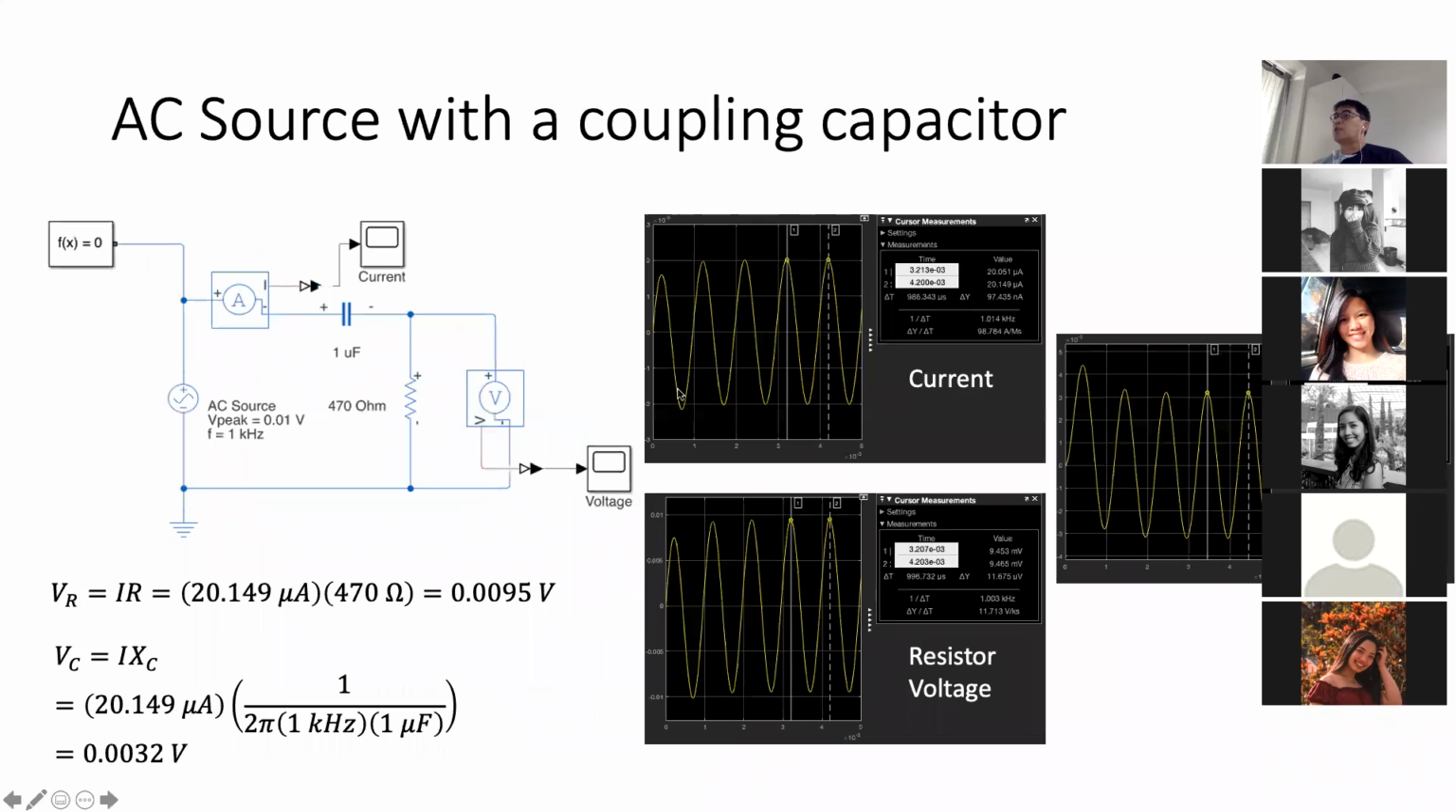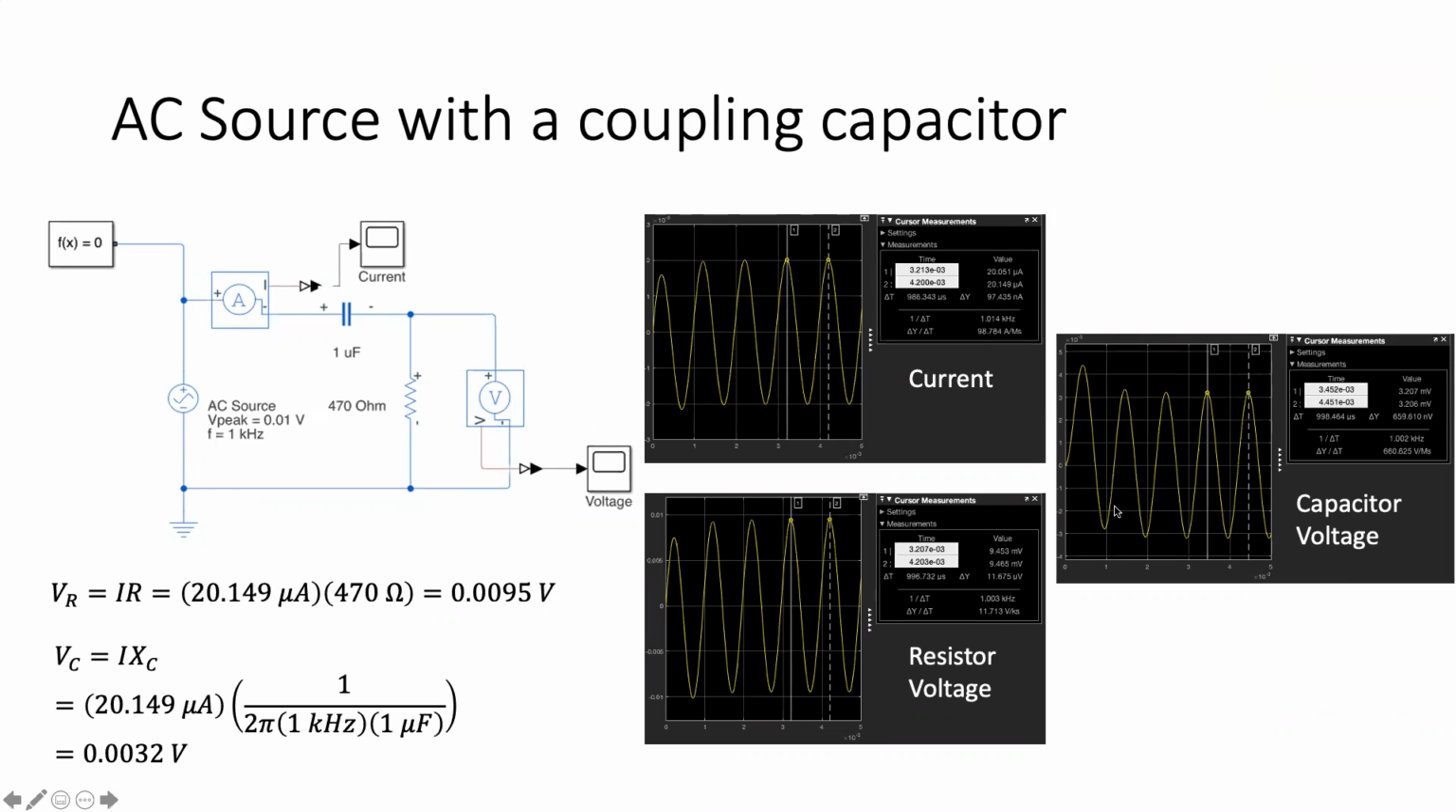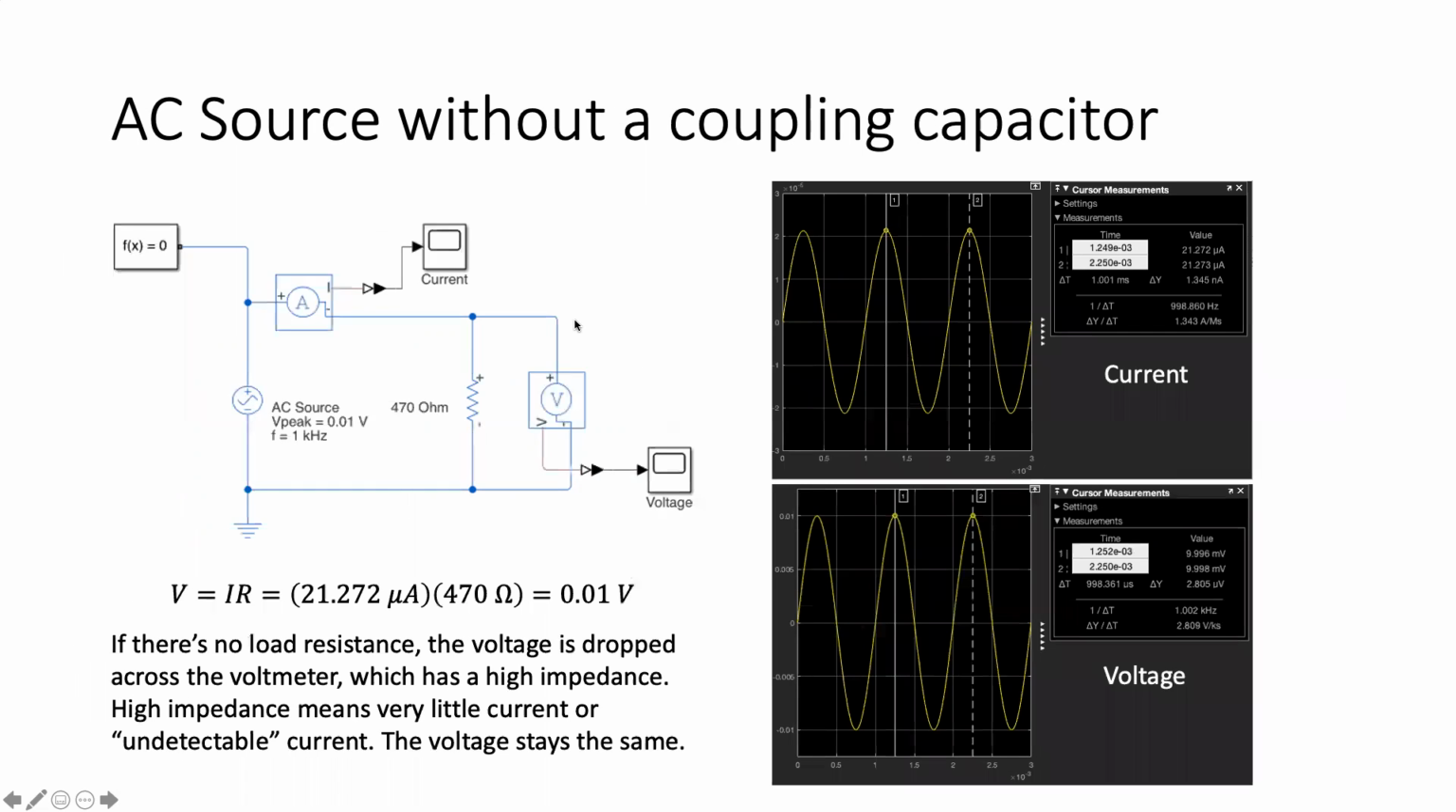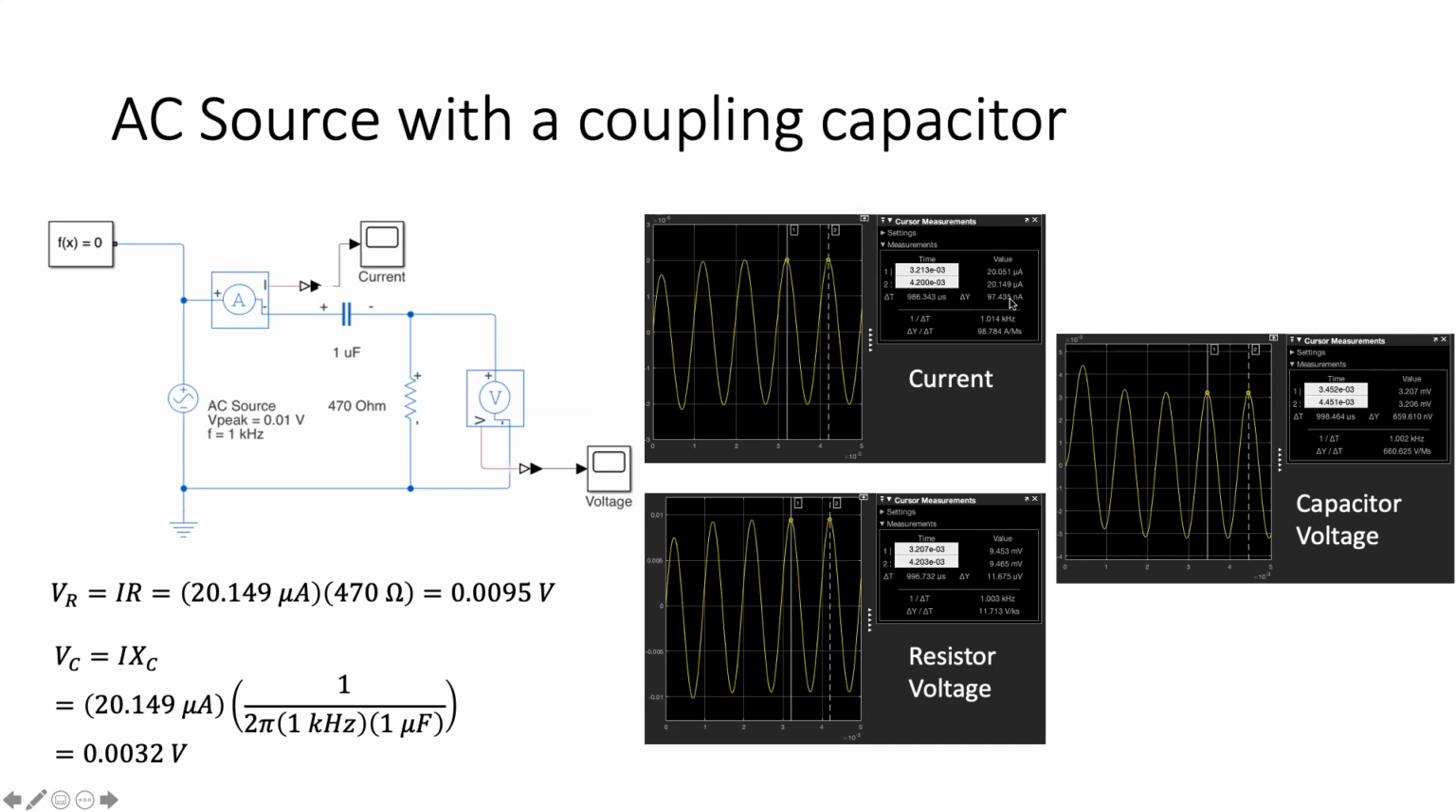Okay. So pag may coupling capacitor naman, ano ang magiging effect? Okay, so anong nakita niyo effect nung nagkaroon ng coupling capacitor? First of all, yung resistor voltage bumaba. Okay, so from 9.98 or 10 millivolts naging 9.5 millivolts na lang siya. Okay, and secondly, yung current bumaba din. Kasi kanina kung titignan niyo yung current is 21.7, 21.2, ngayon ang current is 20.149.